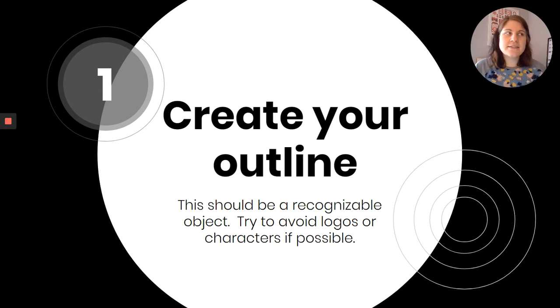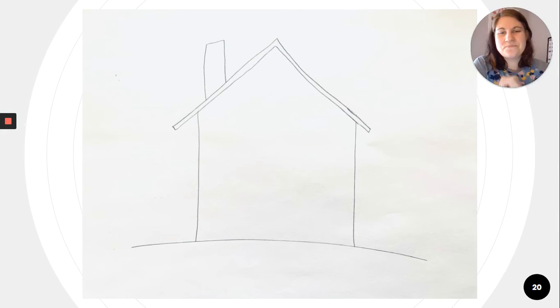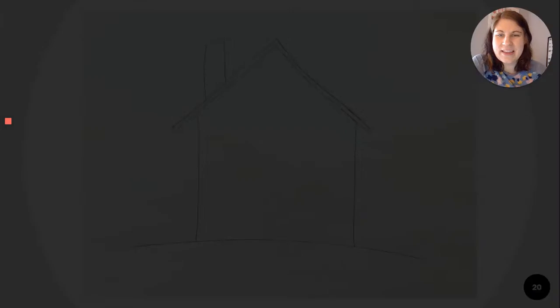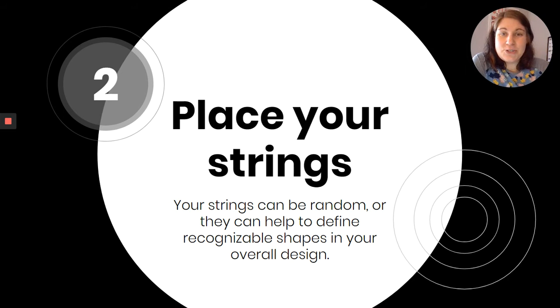Household objects, kind of. I stay away from hearts, stars, rainbows, lightning bolts, that kind of stuff. Try to make it interesting, but try to make it simple enough so your patterns can fit in. So I chose a house for my example. Then you're going to place your strings.